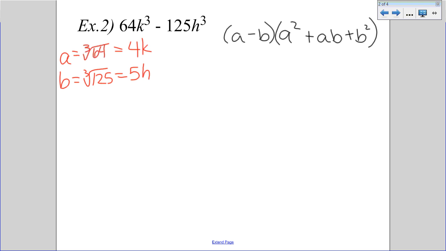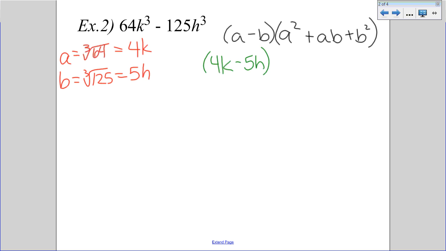Guys, you don't have to memorize those. That'll be on your note sheet. You will get a cheat sheet that you get to bring to every quiz and test with you. So today if you can get practice looking back at that formula, that's going to help for your quiz. I'm going to take a minus b, so that means I'm taking 4k and I'm subtracting 5h. I just plug that a value in, that b value in. That's why it's so nice taking those cube roots at the beginning and writing those a and b values down.